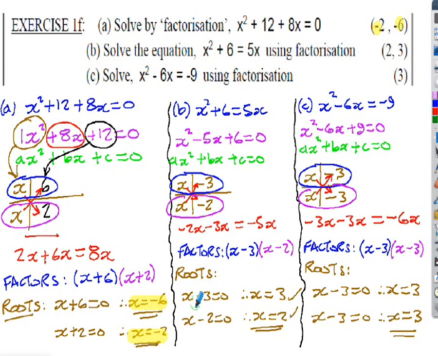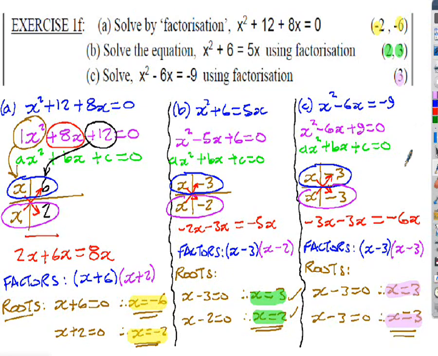So part A we know was correct. Part B, I should have x is equal to 3 and x is equal to 2, and that's what's shown here. And in part C of the exercise, I should have x is equal to 3 and x is equal to 3, and of course that's what's shown here. So I've solved for the roots in all three of the equations given.